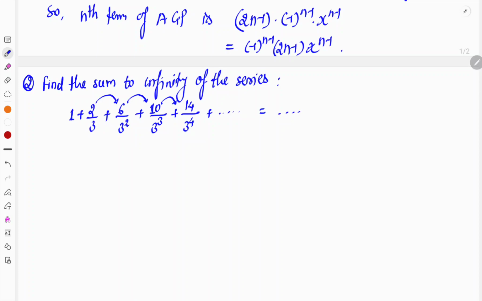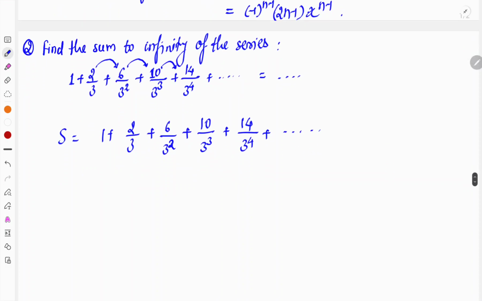So AGP, what? Here 1, we will write like AGP, or directly consider, let's say S equal to 1 plus 2 by 3 plus 6 by 3 square, plus 10 by 3 cube plus 14 by 3 power 4 plus and so on, up to infinitely many terms. Okay, up to infinity many terms. So what you need to do in this one, you need to identify what is the common ratio here in AGP.